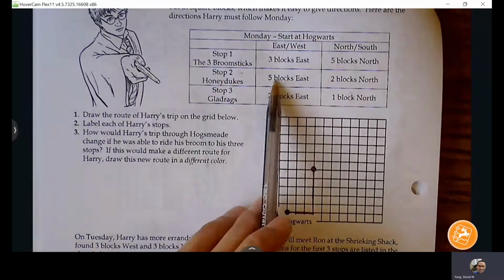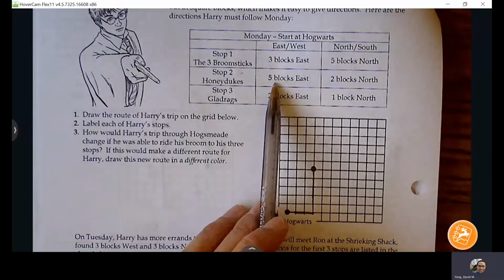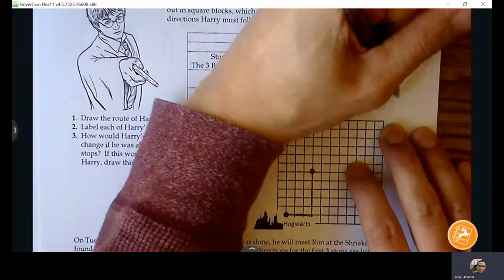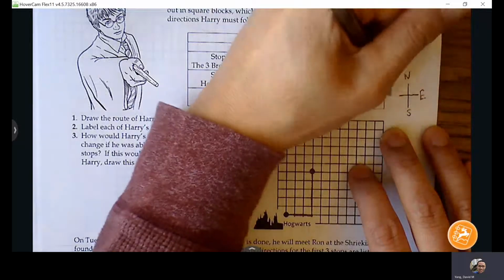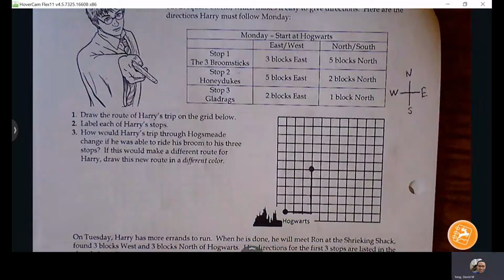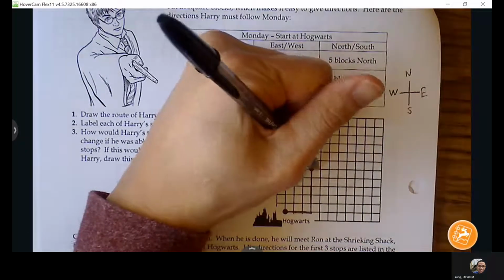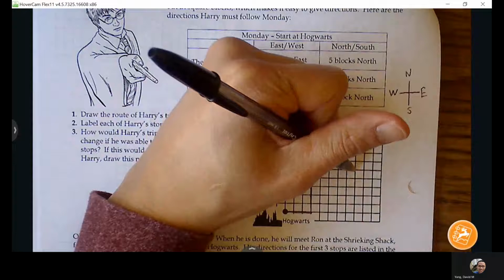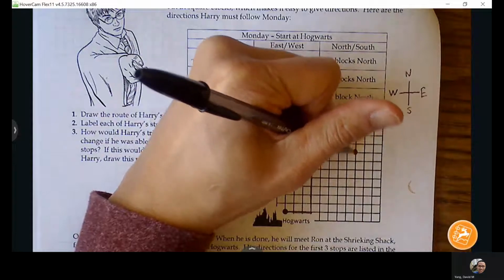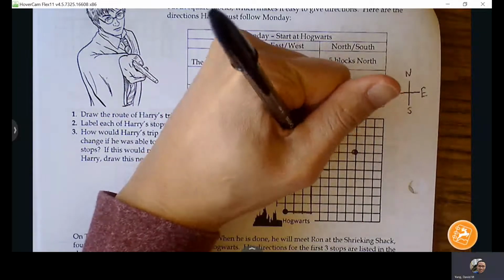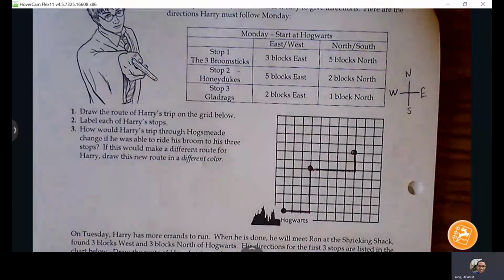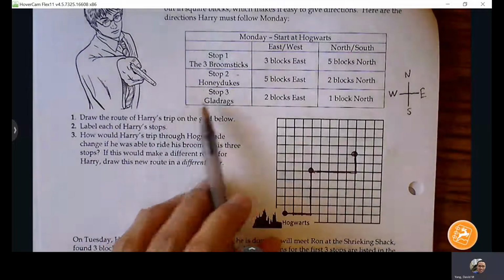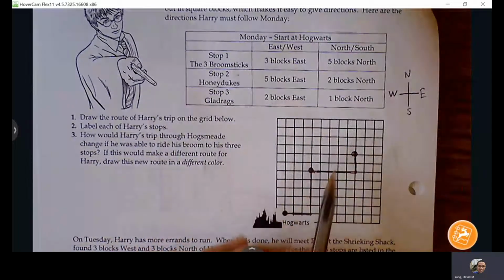To get to stop 2, we're going to go 5 blocks east, 2 blocks north. Stop 3, 2 blocks east and 1 north.